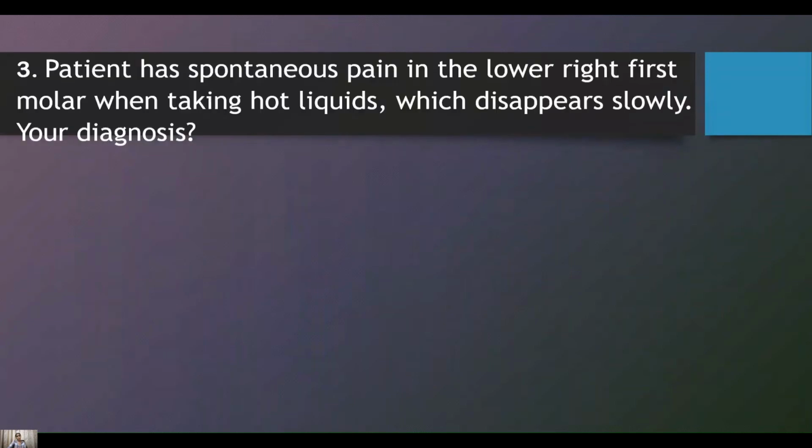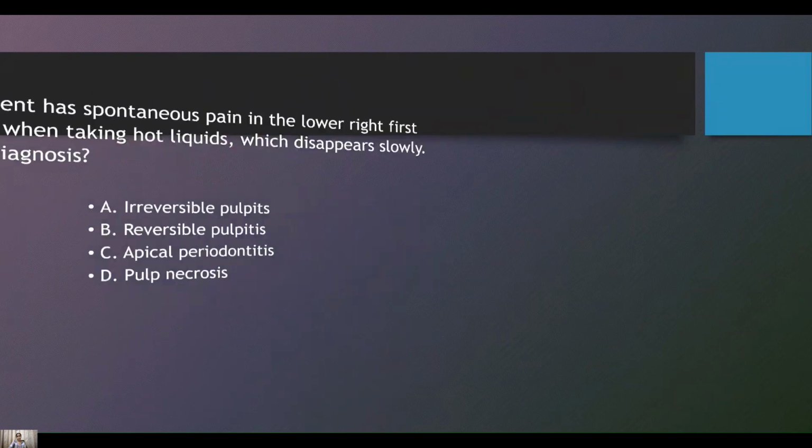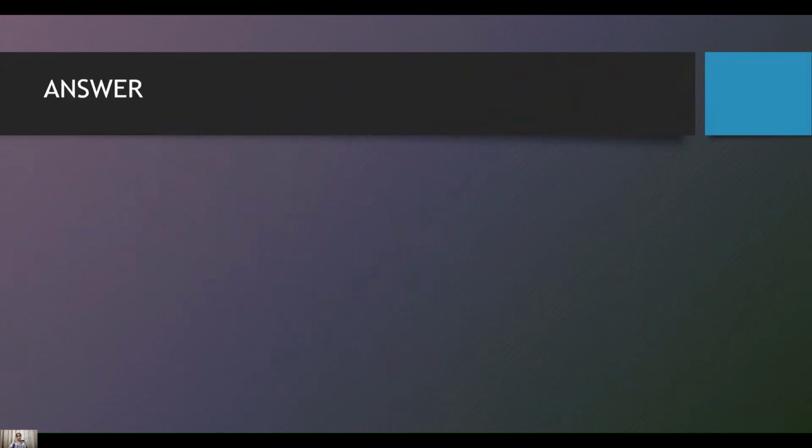Patients present with spontaneous pain in the lower right first molar when taking hot liquids and that pain disappears slowly. What is your diagnosis? A. Irreversible pulpitis. B. Reversible pulpitis. C. Apical periodontitis. Or D. Pulp necrosis. The correct diagnosis is A.